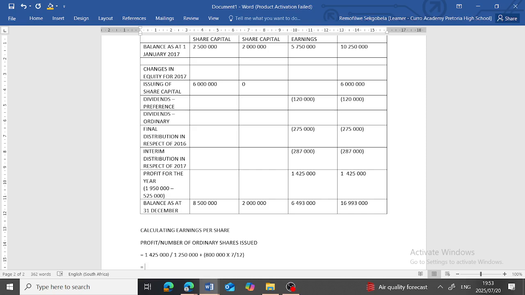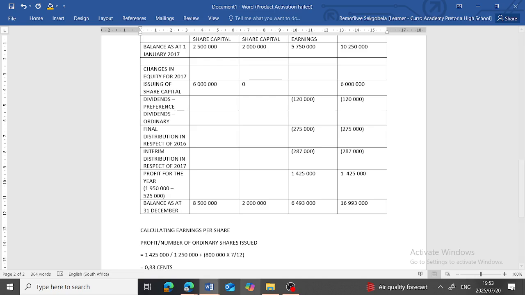1,425,000 divided by 1,250,000 plus open bracket 800,000 times 7/12. We are then going to get a figure of 0.83 cents.